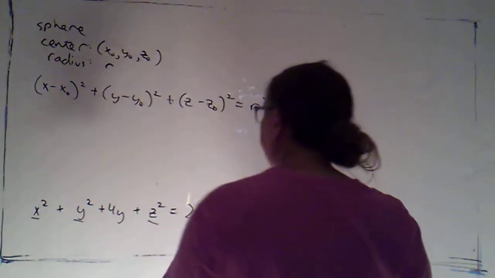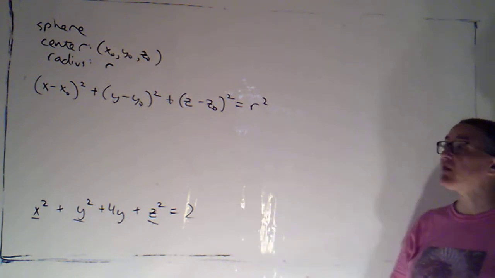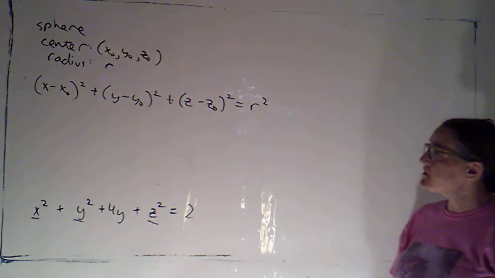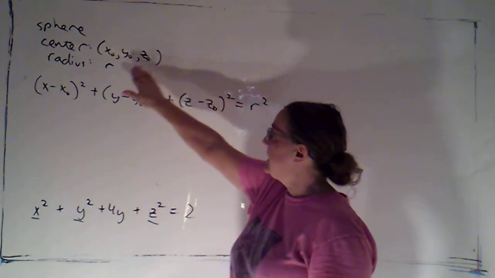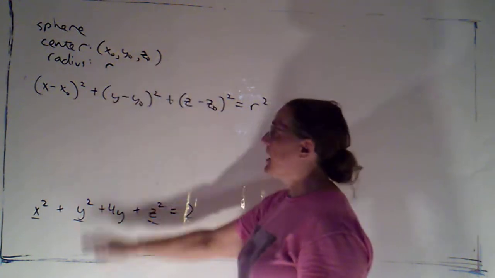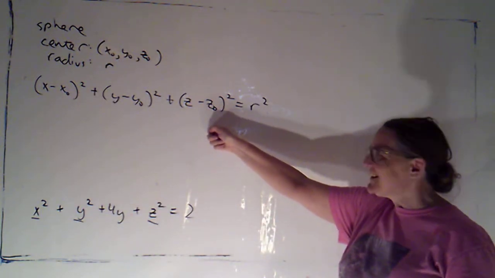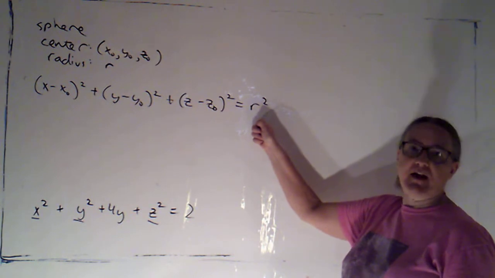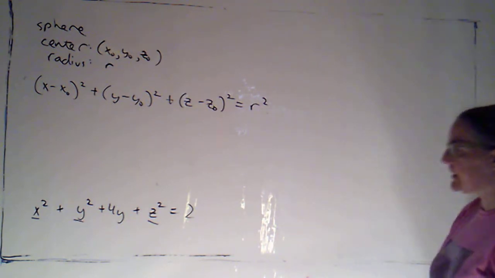Okay, so at the end of the last video, I gave you this equation, said it was an equation for a sphere, but I wanted to try to get it into standard form. So standard form for a sphere is if I have a center at x naught, y naught, z naught, and a radius of r, I get this. The distance to the center squared is equal to the radius squared. That's what the equation means. So I want to make it look like that.